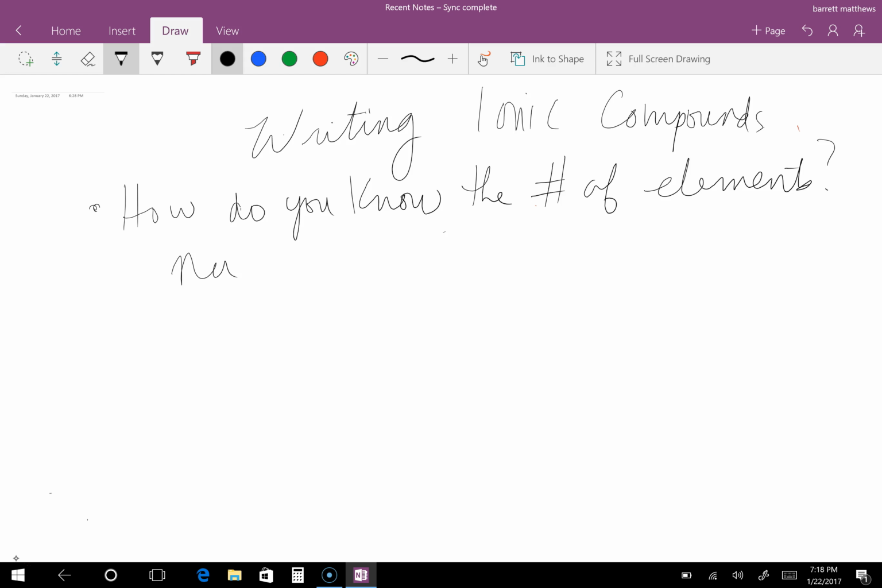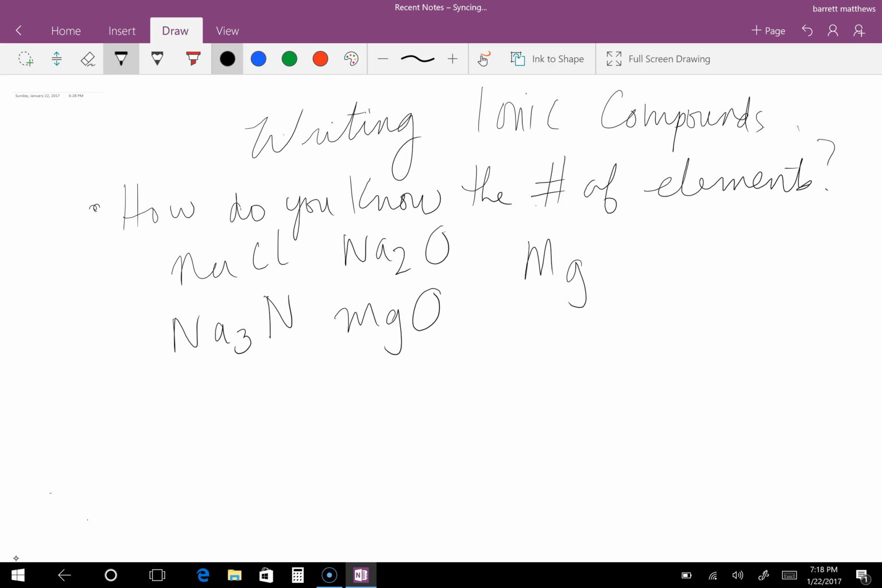For example, sodium chloride, there's one sodium. But sodium nitride, there's three sodiums. Sodium oxide, there's two sodiums. And magnesium oxide, there's one magnesium and one oxygen. And in magnesium nitride, there's three magnesiums and two nitrides.